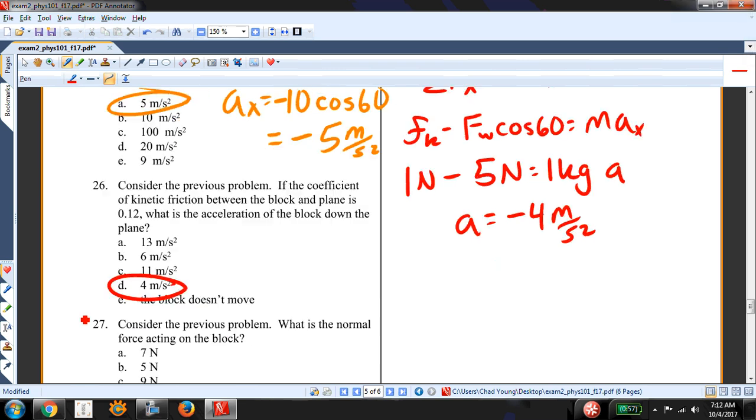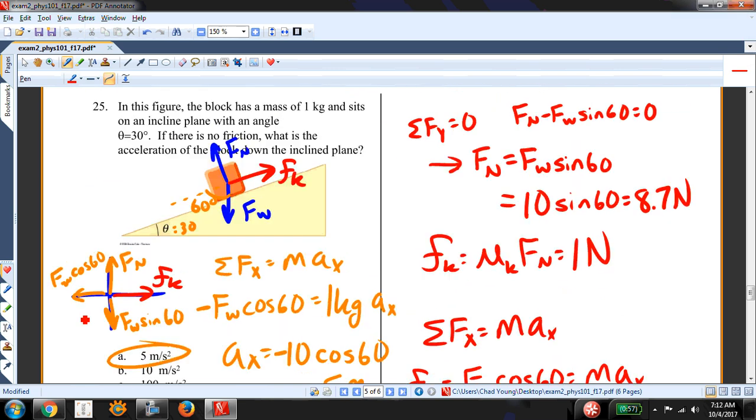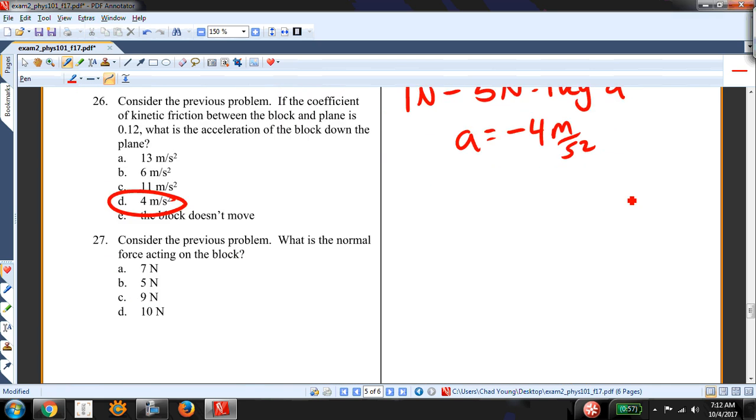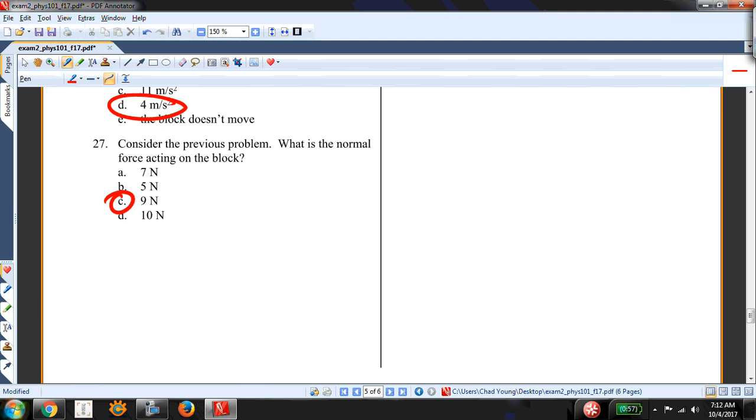And then finally, what is the normal force? Well, let's see, I've already found the normal force, right? It's right here, 8.79 newtons. So 27 is C. All right, that's all.